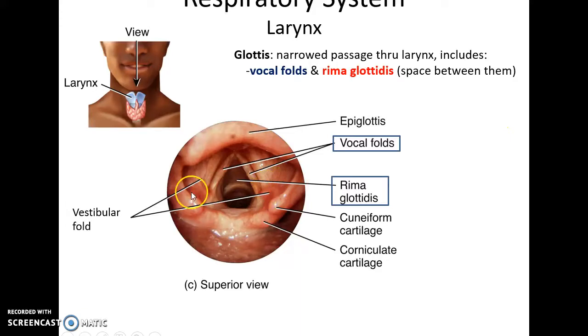Here we're looking down into the larynx. So here's the epiglottis, the cuneiform cartilage. Down here are the true vocal folds. The narrow passage between the vocal folds is the glottis. The overall structure is the glottis, with the space between the vocal folds being the rima glottidis.